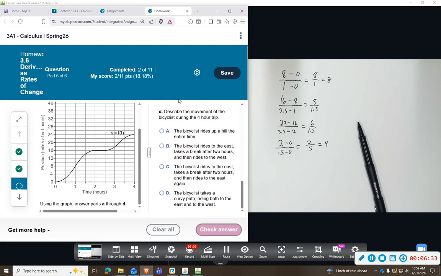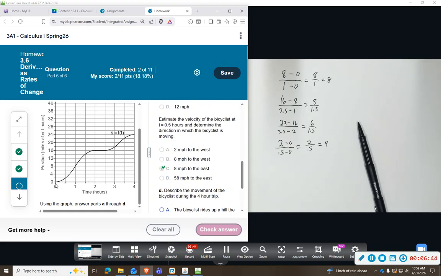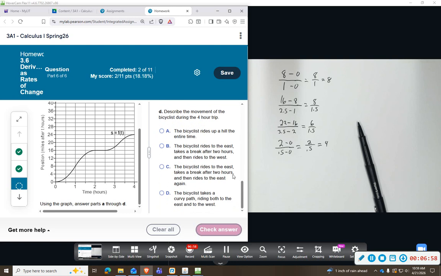And then part D, describe the movement of the bicycle during the 4 hours of the trip. The movement looks like he is riding east for the first 2 hours, and then he stops for about 30 minutes, and then he starts riding again. So, bicycle rides uphill the entire time, rides to the east, takes a break after 2 hours, and then rides west. West would be a negative slope. Bicycle rides east, takes a break after 2 hours, and then rides east again. C looks the best.